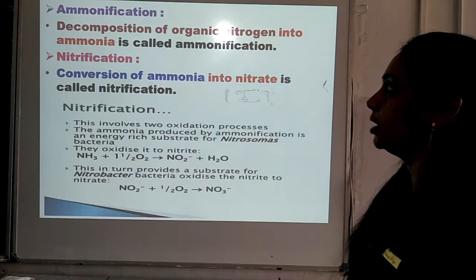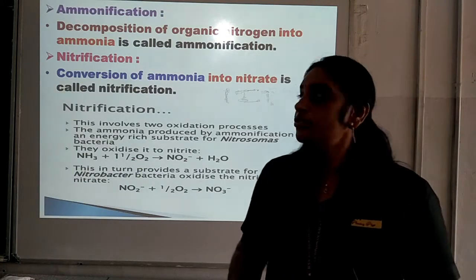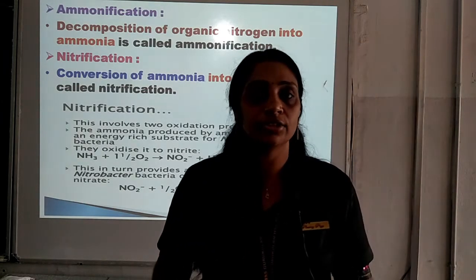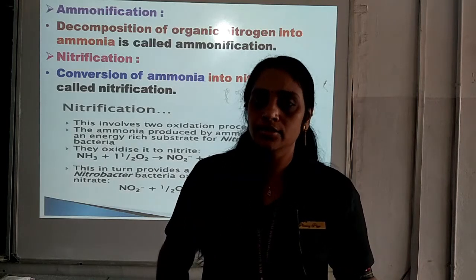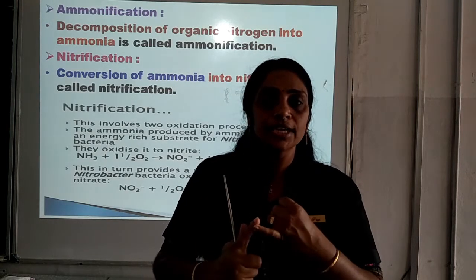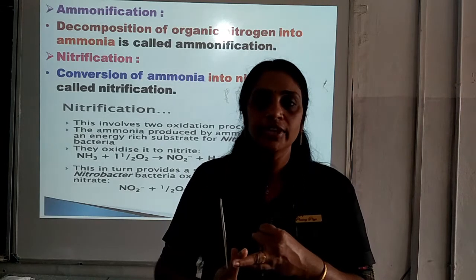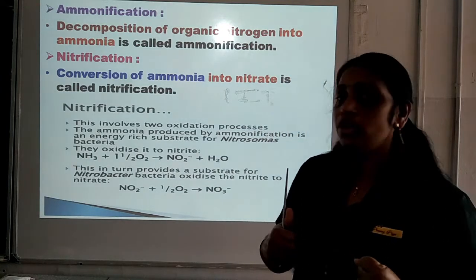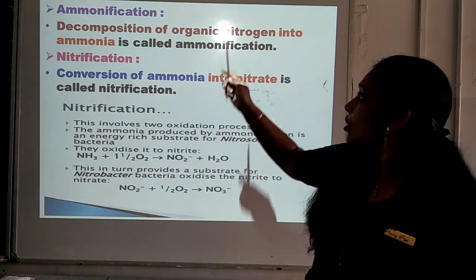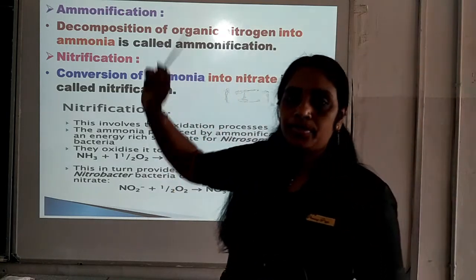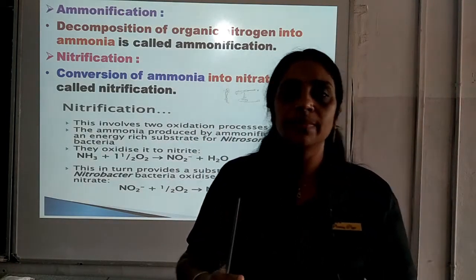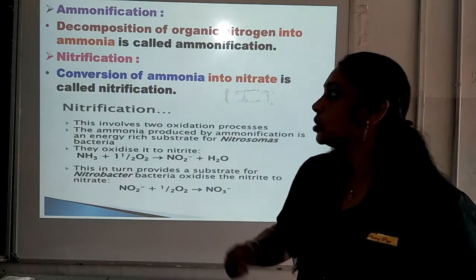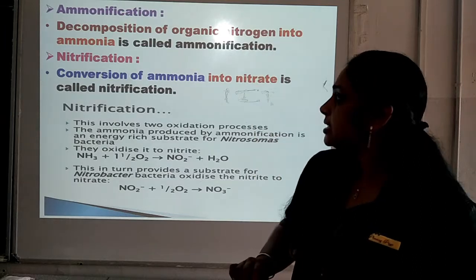It is again important. In the case of biological nitrogen fixation, we can see ammonification, nitrification and denitrification. Three methods are there in biological nitrogen fixation. Number 1 is ammonification, number 2 is nitrification, and number 3 is denitrification. The first one is ammonification, decomposition of organic nitrogen into ammonia. The organic nitrogen which is present there will be decomposed into ammonia, and that process is called ammonification. What is nitrification?